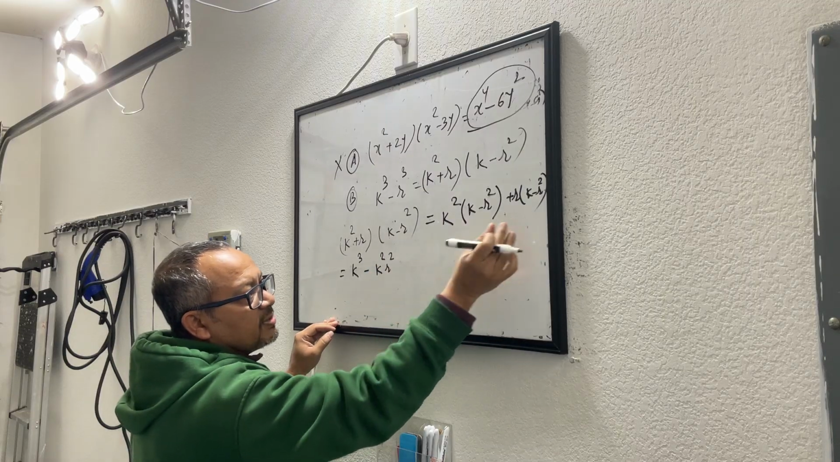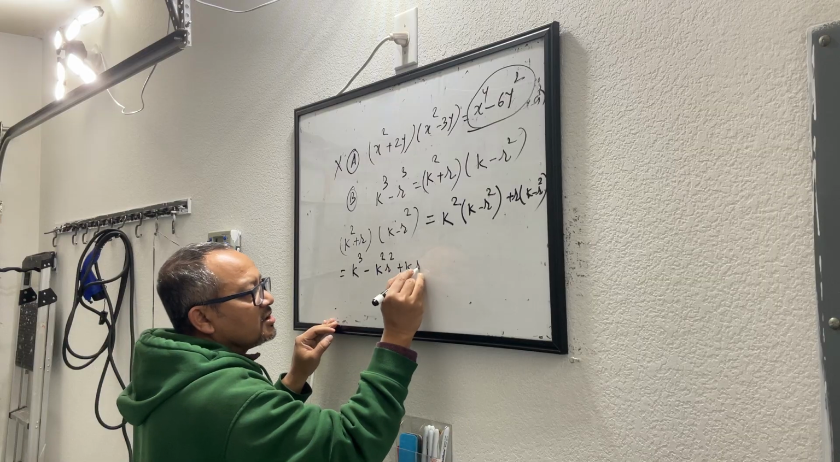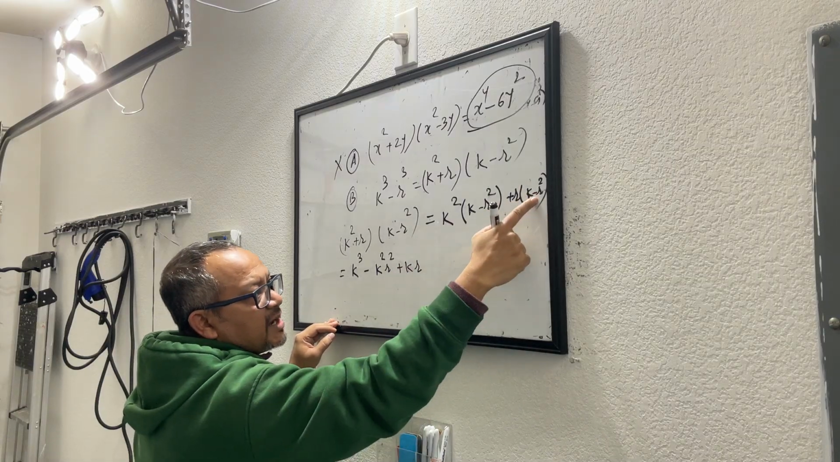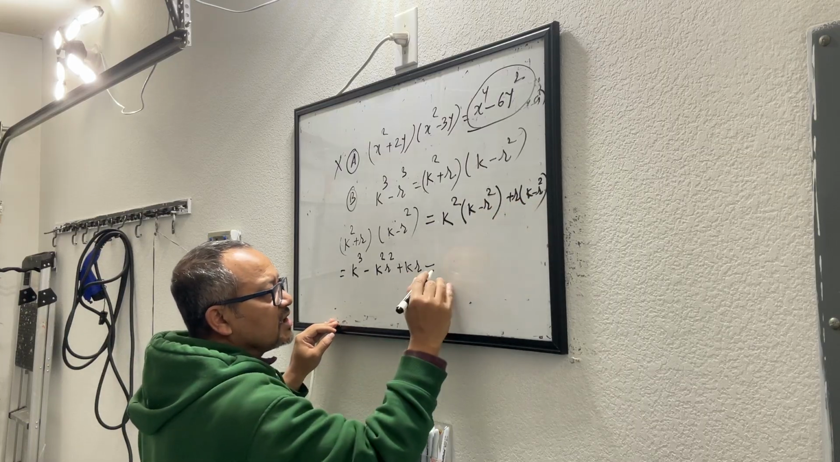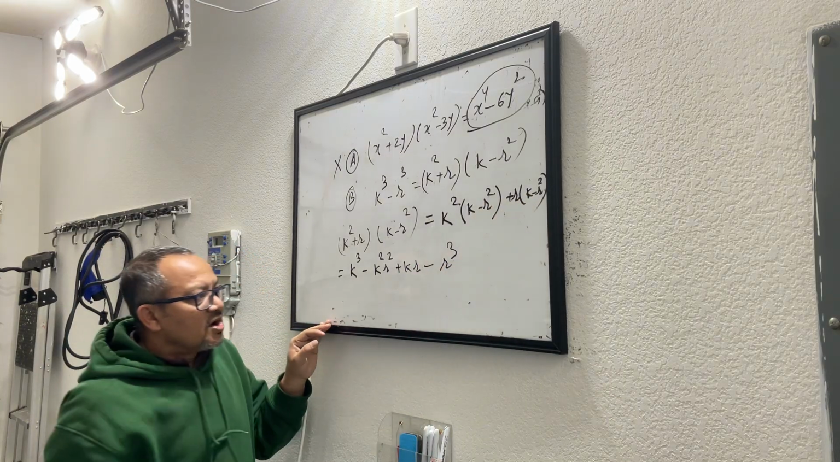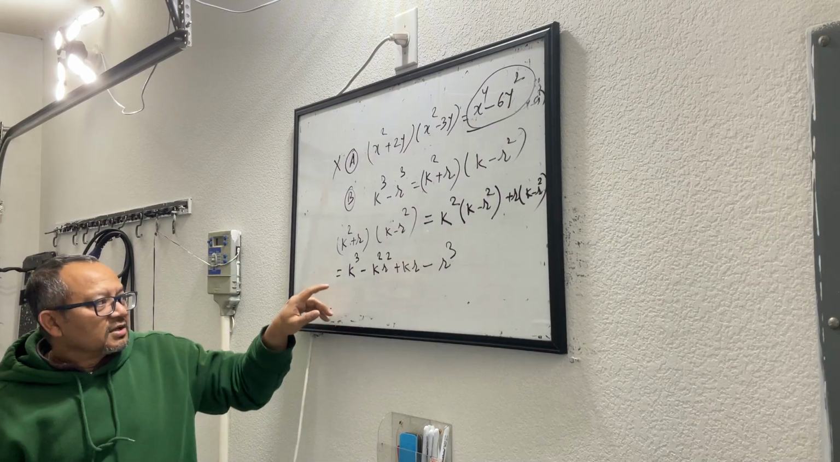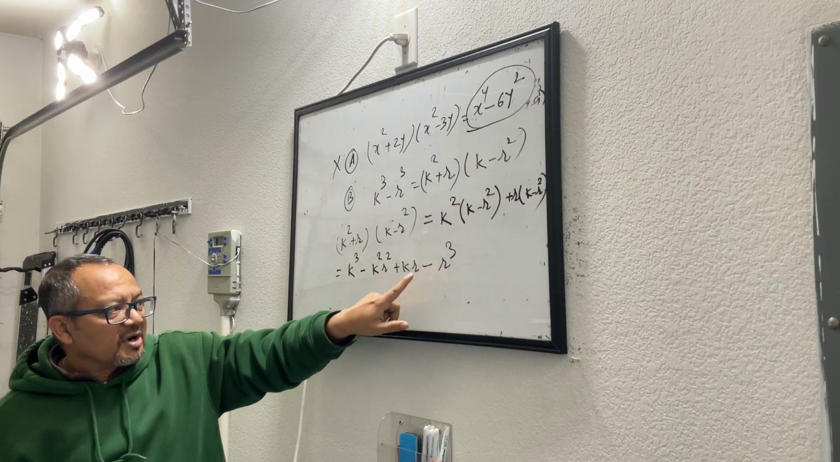This one is done. Now I'm coming here. r into k is kr. r into r square, and I have a minus sign here, so plus into minus is minus. r into r square is r to the power 3. What do I have here? k to the power 3 minus k square r square plus kr minus r cube.